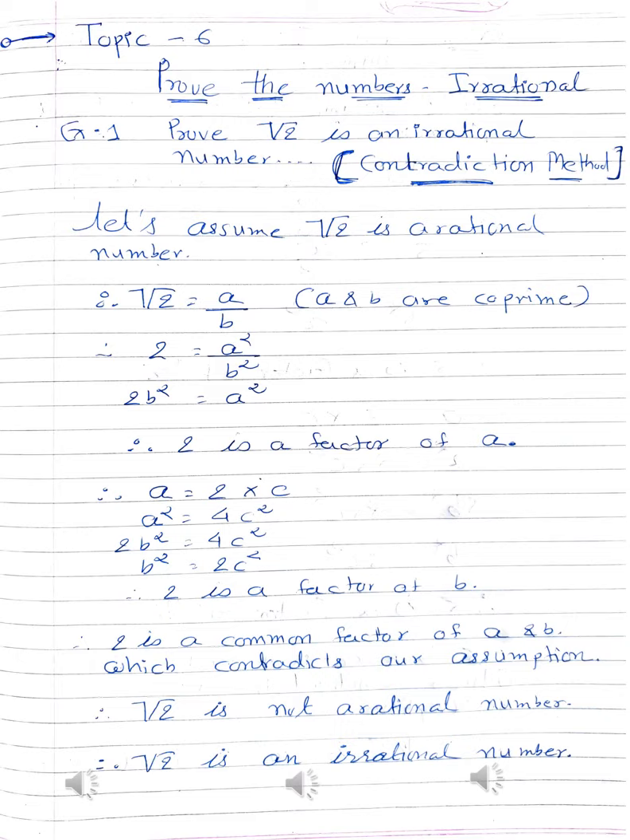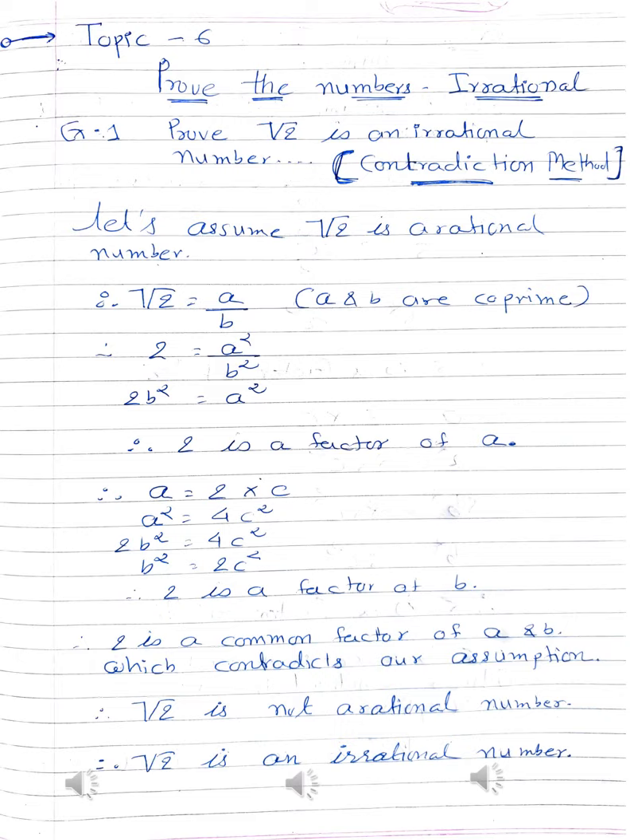Let me recall the term co-prime here. It means a and b are in the simplest form. You cannot cut them further. So a and b are co-prime numbers. In the third step, we are squaring on both sides. So we are getting 2 equals a square upon b square.